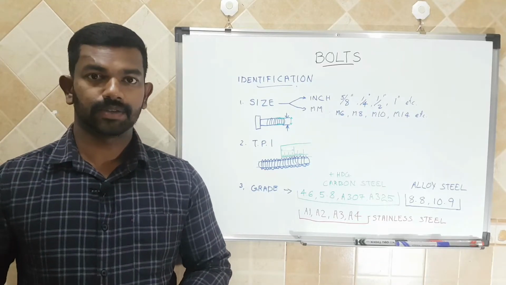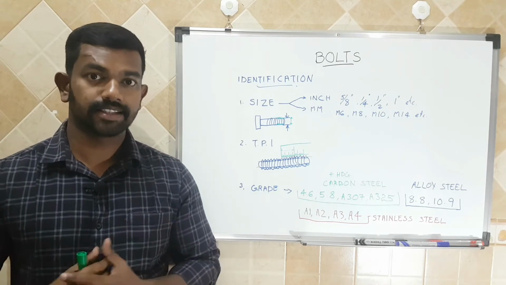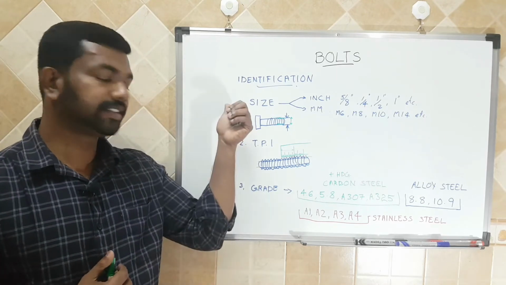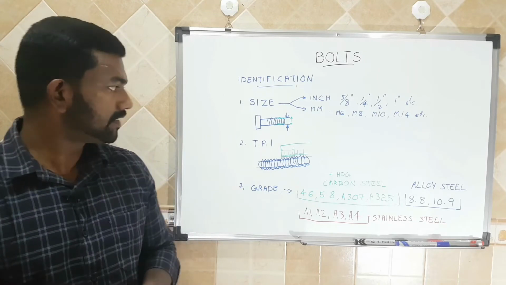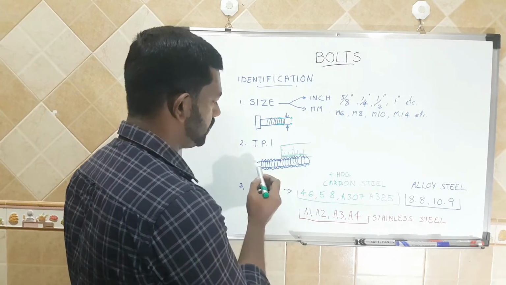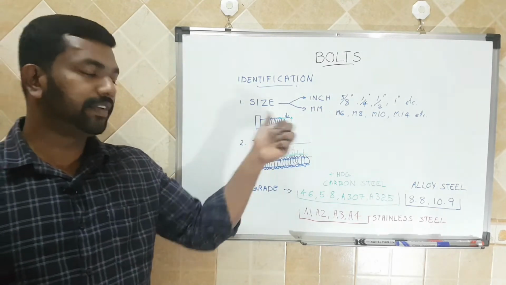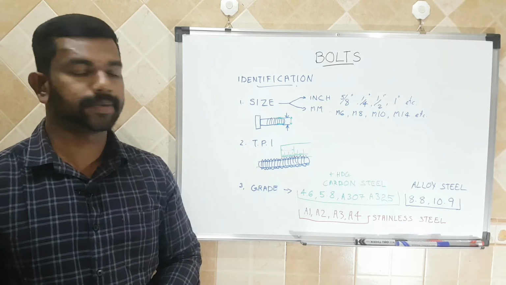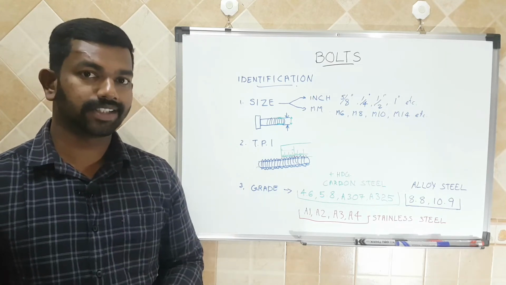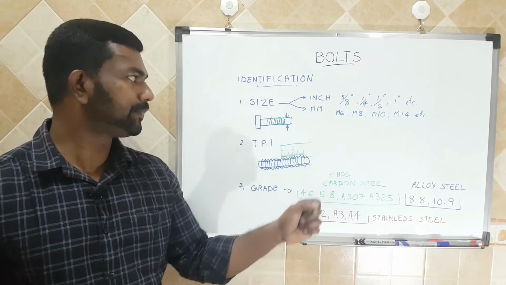Okay, now we can take a look at the identification of the bolts. What are the basic things that need to be considered? Very first, size. Size means the diameter of the bolt. Either it is stud or machine, whatever, we are considering the diameter of the bolt. Basically, this is manufactured in two types: in inch and in metric, in mm.